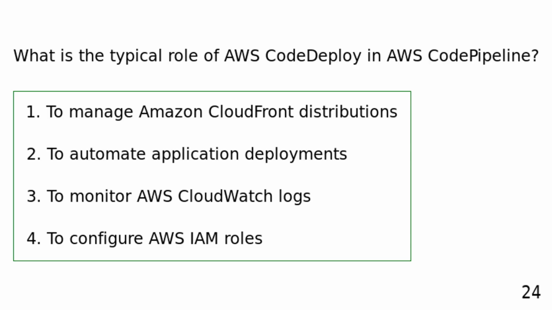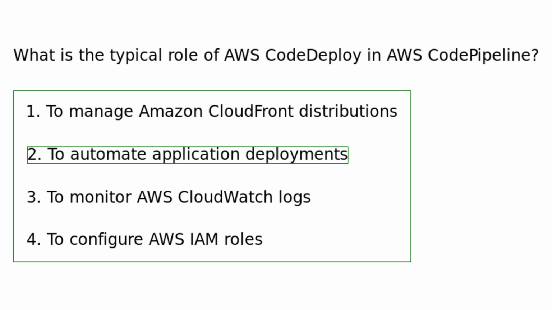What is the typical role of AWS CodeDeploy in AWS CodePipeline? To manage Amazon CloudFront distributions. To automate application deployments. To monitor AWS CloudWatch logs. To configure AWS IAM roles. AWS CodeDeploy in AWS CodePipeline is typically used to automate the deployment of applications to fleets of Amazon EC2 instances, ensuring consistent and efficient deployment processes.